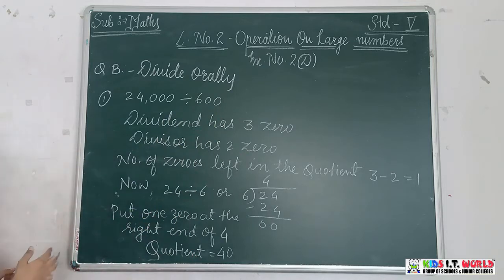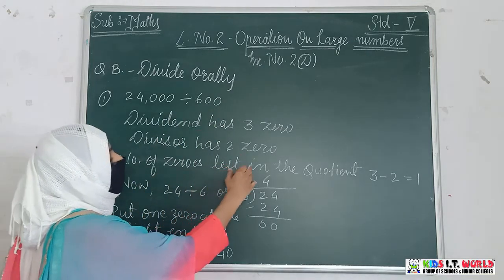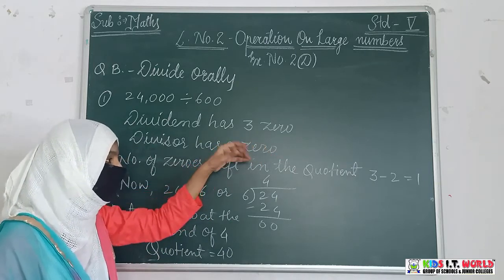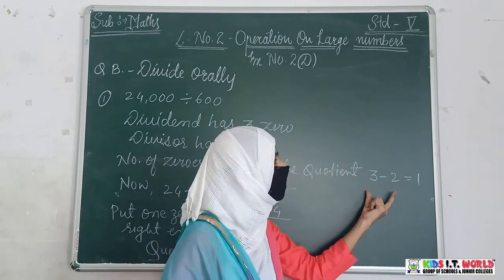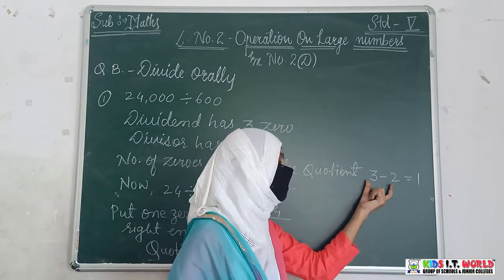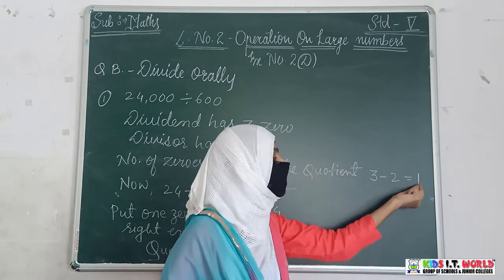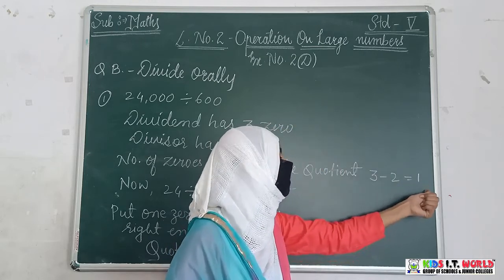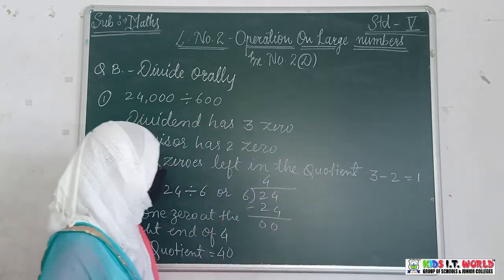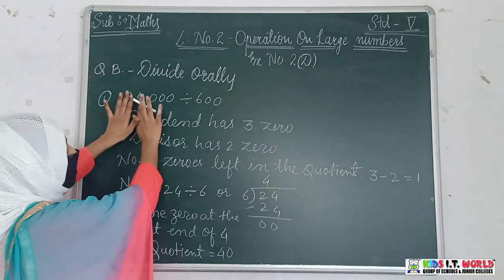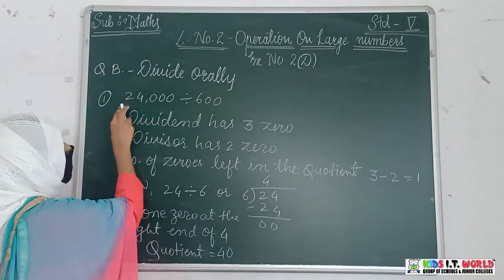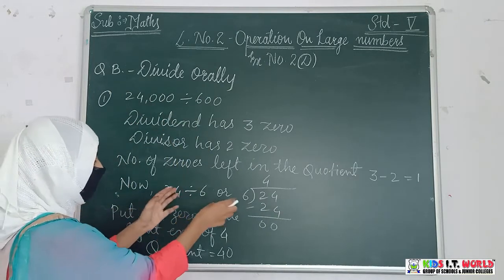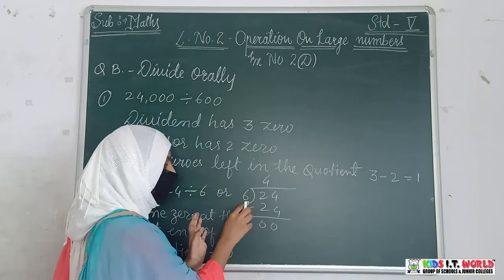Now in the question, we will subtract the number of zeros. How many zeros are there? 3 minus 2. So we will subtract the zeros of the dividend and divisor. So it will be 3 minus 2, 1. So whatever answer you get, you have to put 1 zero in front of that answer. So just forget the zeros. What are the remaining numbers? 24 divided by 6. Or you can write 24 by 6.